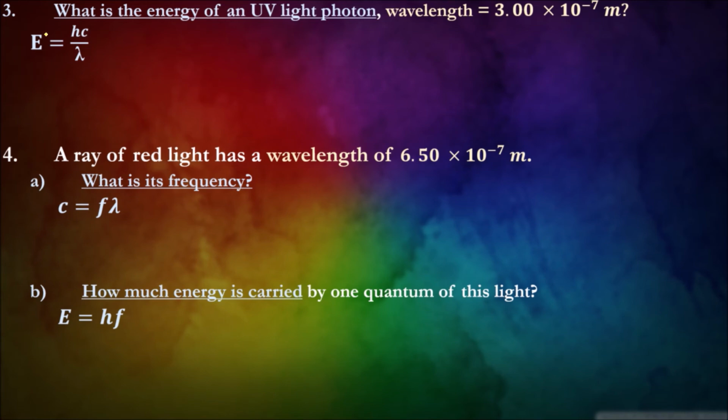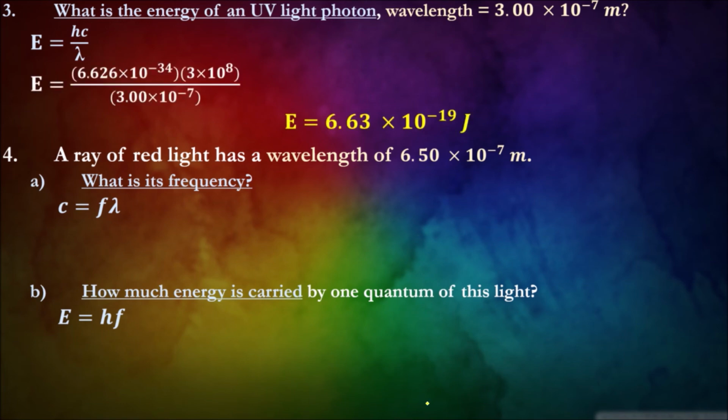Now, if we use the following equation here, E equals hc over lambda, so we know what h is. It's 6.62 times 10 to the power of negative 34. The speed of light is 3 times 10 to the power of 8. And then lambda, that's given to you, so we can simply substitute it in. And that's our answer there. That's the amount of energy carried by an individual UV light particle.